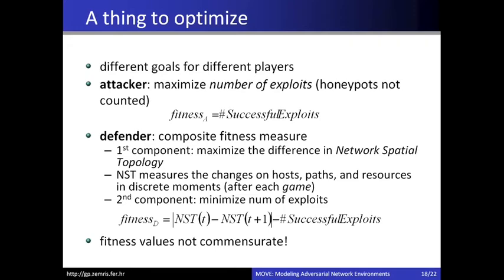For the defender, we have a composite fitness measure made up of two components. The first component is described with our new measure, the network spatial topology, which defines the amount of changes in the network on both hosts and paths and the resources in discrete moments in our simulation after each turn, after each game. And the second component is just the minimization of the number of exploits that the attacker is able to mount. So this is the composite fitness measure of the defender. It is important to note that these fitness values are not commensurate. They are defined in different terms and in different units, so to say, but they can only be applied to a single population at a time.